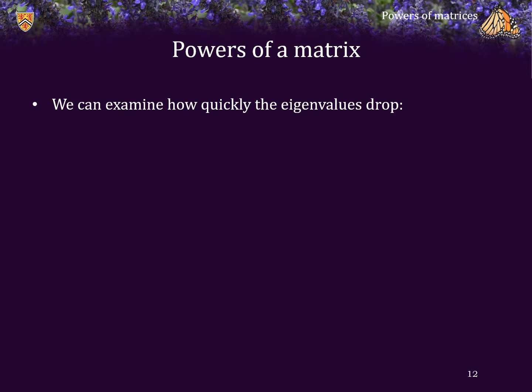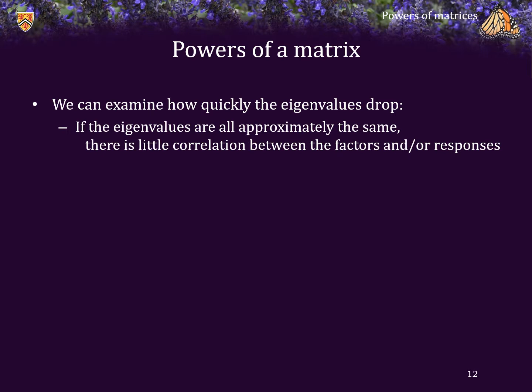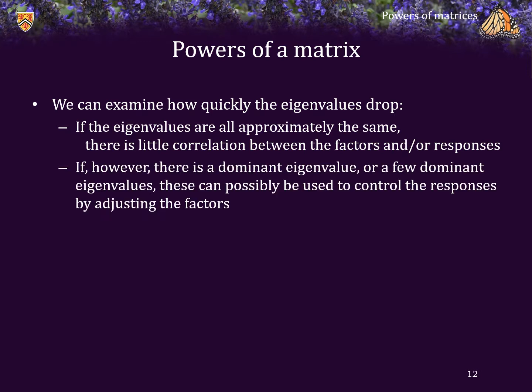Now that we have found the eigenvalues of the covariance matrix, we can examine how quickly the values of the eigenvalues drop. For example, if all the eigenvalues are approximately the same in magnitude, then there is very little correlation between the factors and/or responses. However, if there is a dominant eigenvalue or a few dominant eigenvalues, with the other eigenvalues being relatively small, then it's actually possible to use these to control the responses by appropriately adjusting the factors.